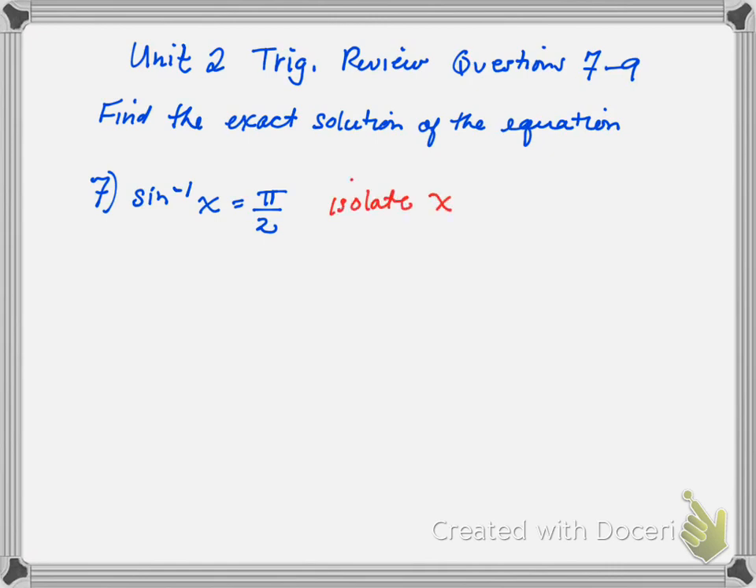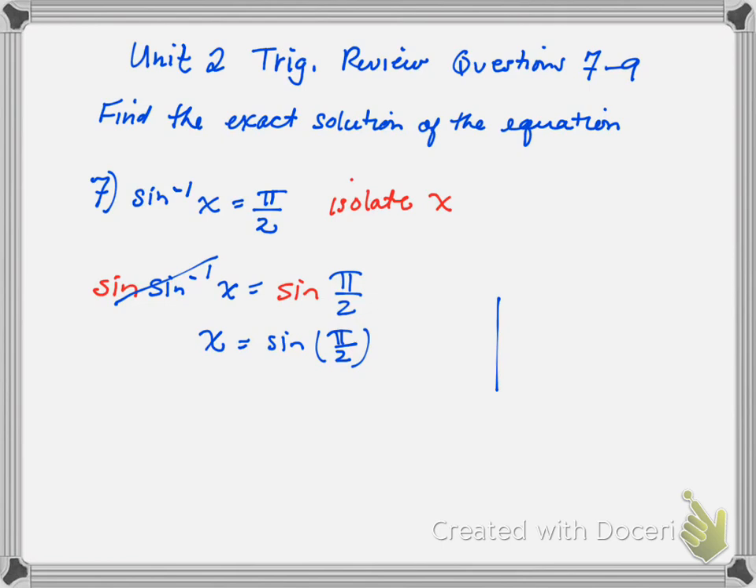So to do that, I have to take the inverse function of sine inverse, which is regular sine. So what I'm going to do is take the inverse function of that, and what you do to one side, I have to do to the other. When I do this, these two cancel each other out, and I'm left with x equals the sine of pi over 2. So at this point, you can use your unit circle.